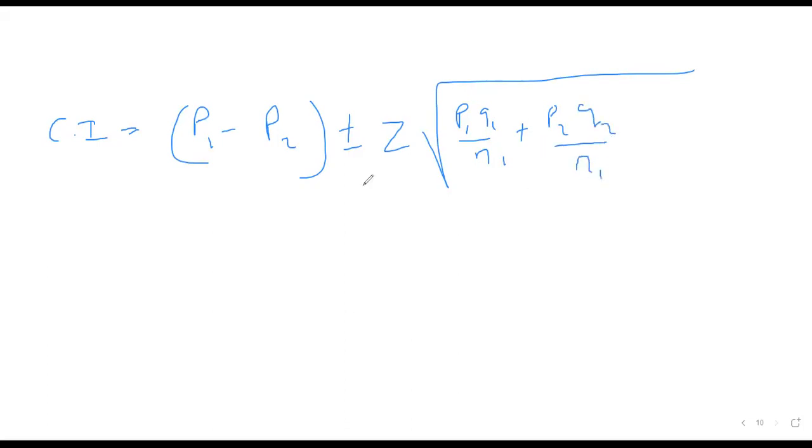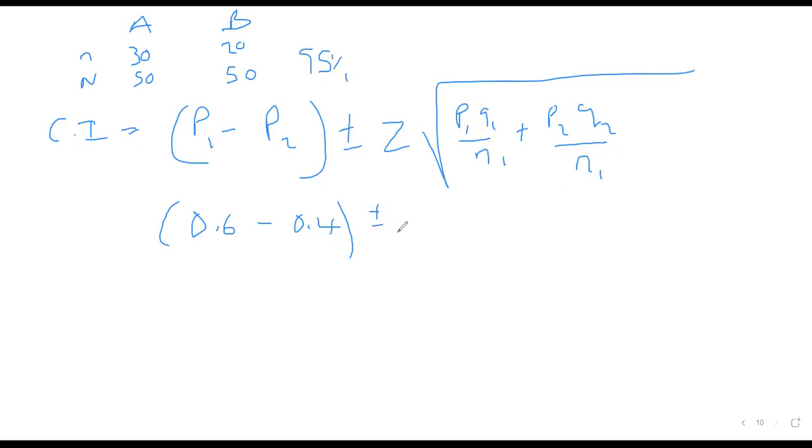So this happens when you're dealing with two samples. For instance, you have sample A and sample B. You have a small proportion here and a big population here. So here maybe we have 30 over 50. Here we have 20 over 50. So for sample A, 30 over 50 is 60%, meaning our P1 is 0.6. 20 over 50 is 40%, meaning our P2 is 0.4. Okay, find a 95% confidence interval. So at 95%, our Z is 1.96.